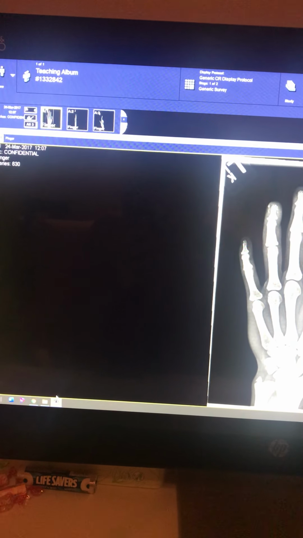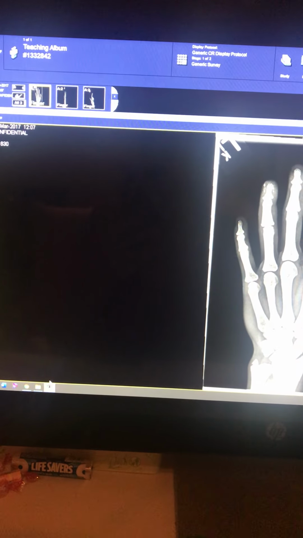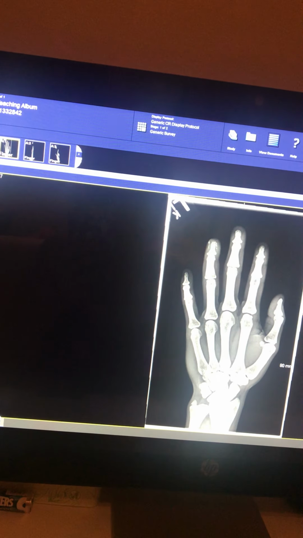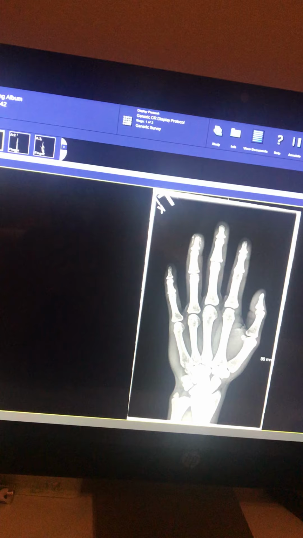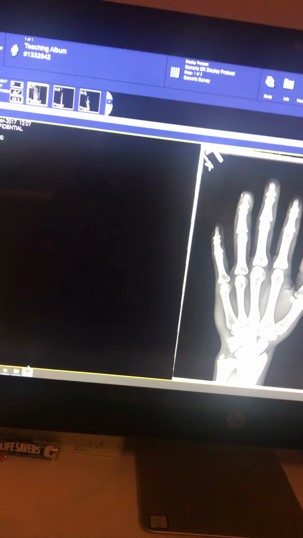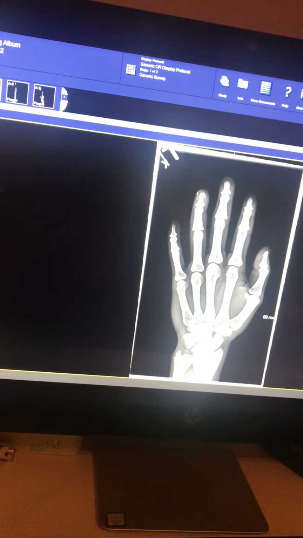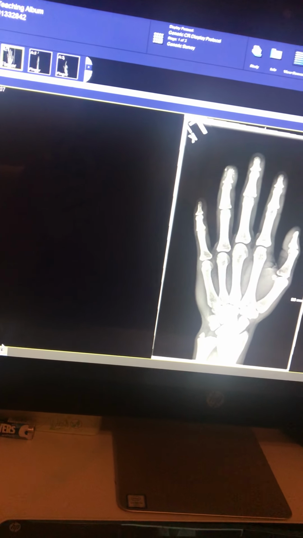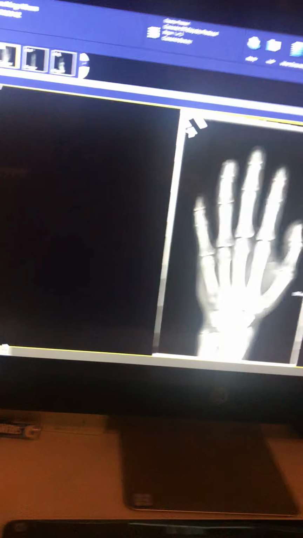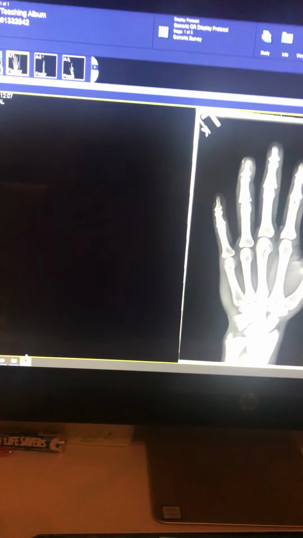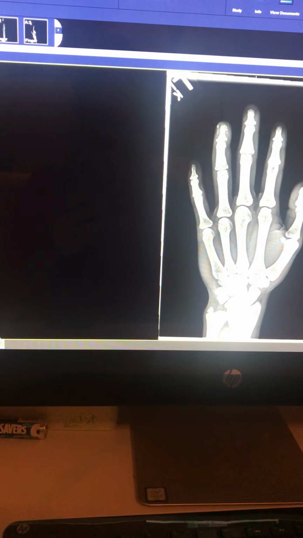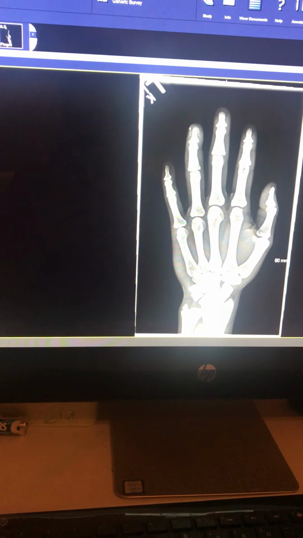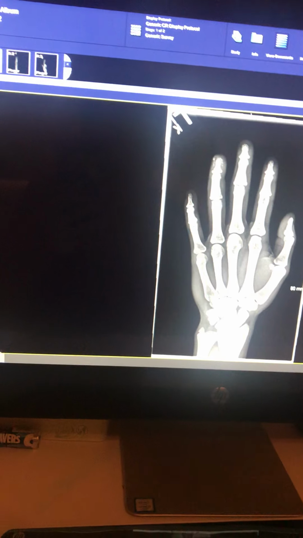Okay, today is my first film critique. I will be presenting an X-ray finger, 2 views, on the left side. The date of the exam was 6/8/20. The reason for the exam was the left ring finger had an injury. The positions performed were a PA hand, a site protocol, oblique 4th digit, and lateral 4th digit.